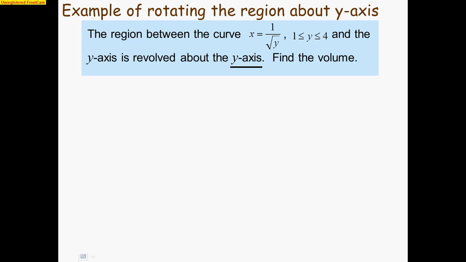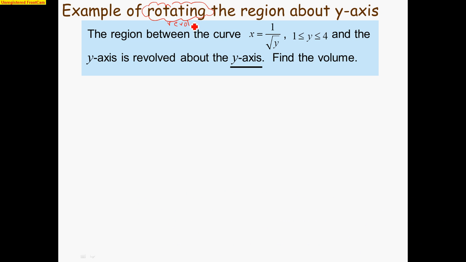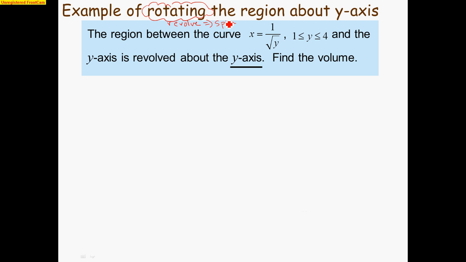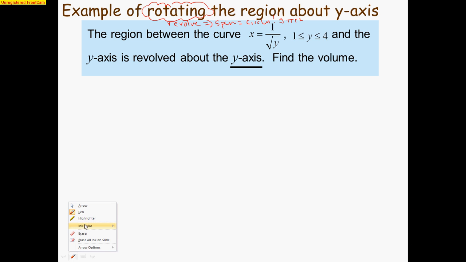So, like I said, I kept talking about my slices being perpendicular to the x-axis. Well, what if I spin, right? So I'm rotating, that's revolution. Revolution is the spin. When you spin, you get circles. So therefore, you're going to have pi r squared. But this time I'm spinning around the y-axis.